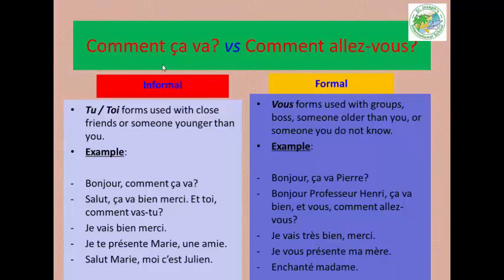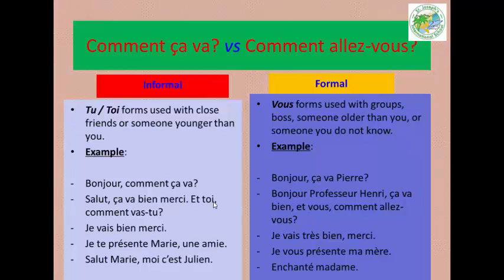Comment ça va, we use it with the friends, and comment allez-vous, we use it with the people or the groups that we have to show them that we respect them. Example. Bonjour, comment ça va? Salut, ça va bien, merci. Et toi, comment vas-tu? Je vais bien, merci.